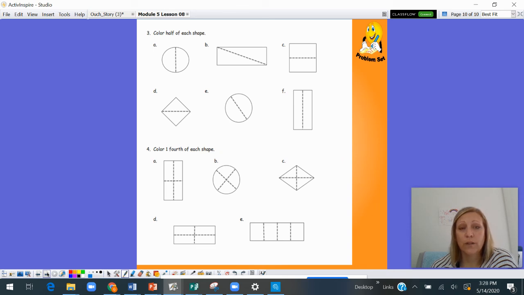This one, we're going to do our coloring. You're going to take a crayon of any color that you want, your favorite color, and you're going to color for number 3, 1/2. So you're only going to color one part. And then in number 4, you're going to color one part of the 4 parts. So you're just going to color 1/4 of the shape.